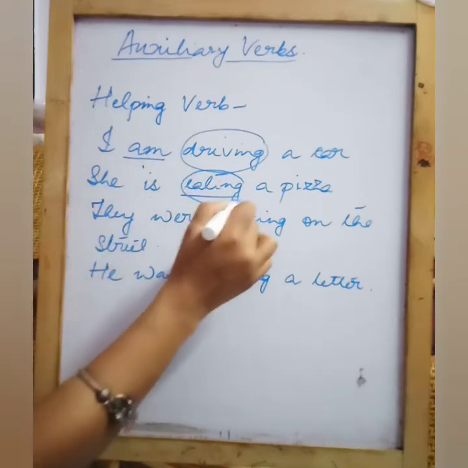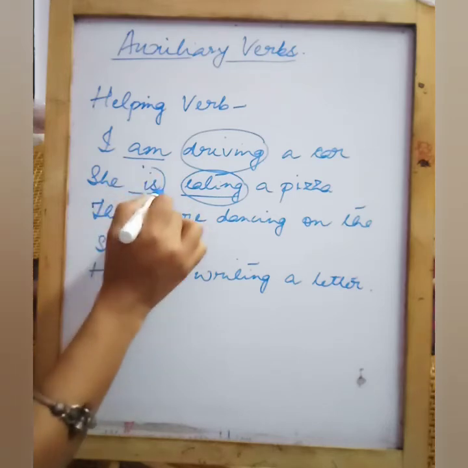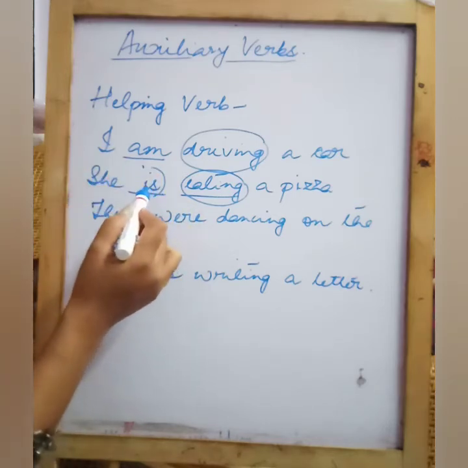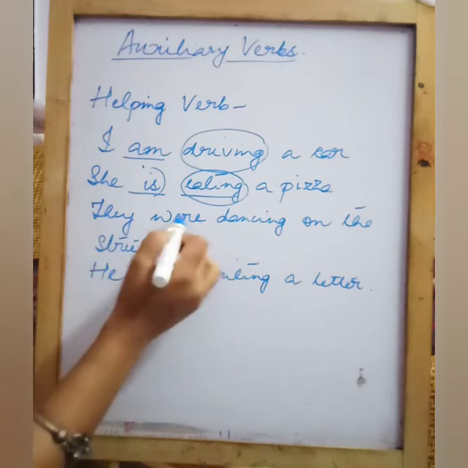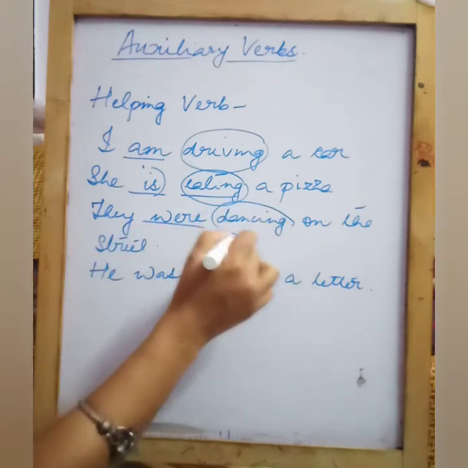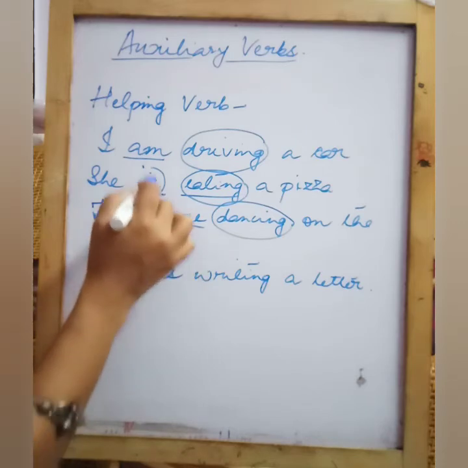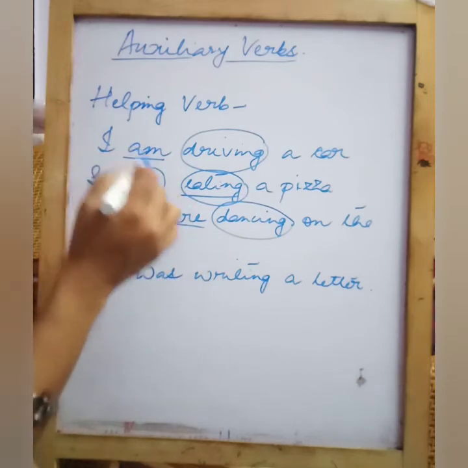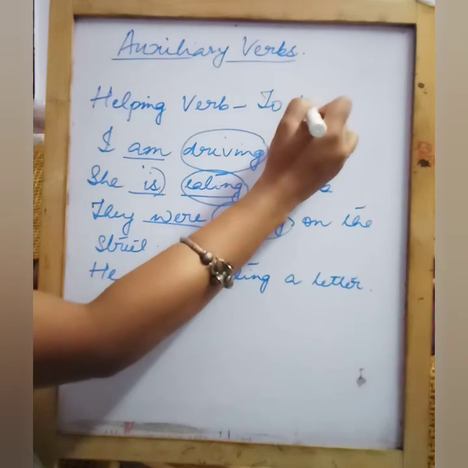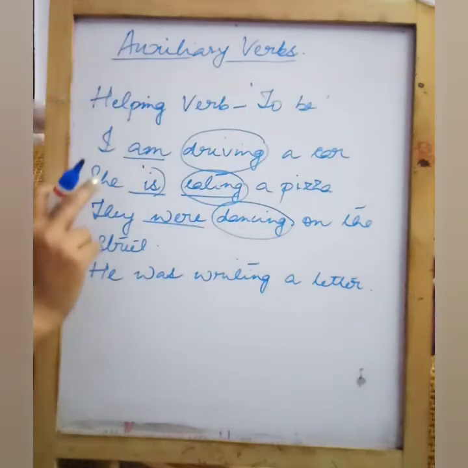The main verb is eating. Is the helping verb, isn't it? It is showing the tense. This is present tense. They were dancing. Were, past tense. Dancing is the main verb here. Alright, these are all helping verbs. Auxiliary verbs, these are helping verbs. To be verbs, these are the to be verbs acting as the auxiliary helping verbs, not the main verbs.